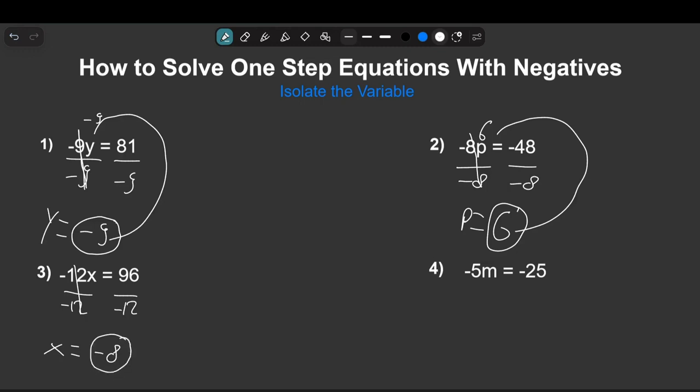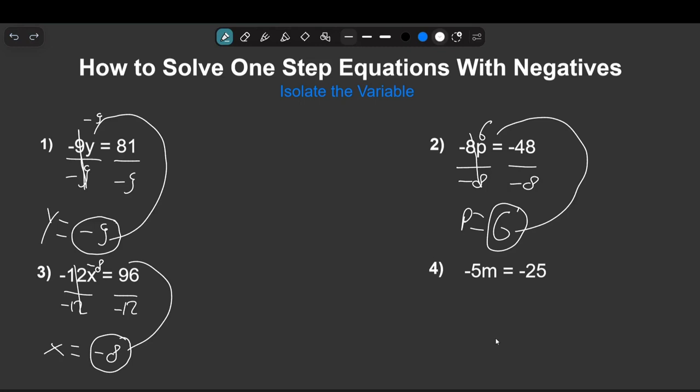Now we have a negative answer because our outcome is a positive 96. If we plug this in right here, minus 8, we have a negative number times a negative number. So minus 12 times minus 8 will equal 96. So this will be our correct final answer.